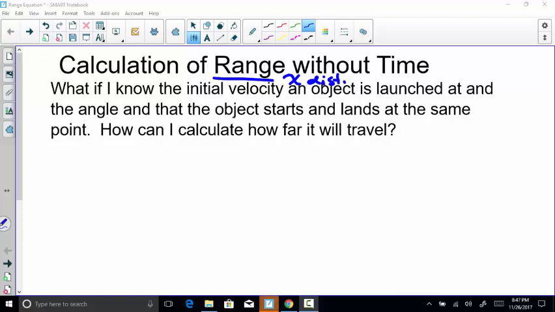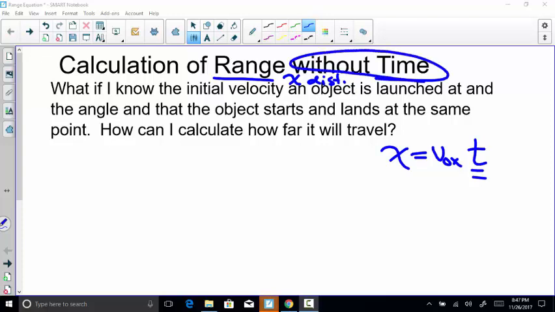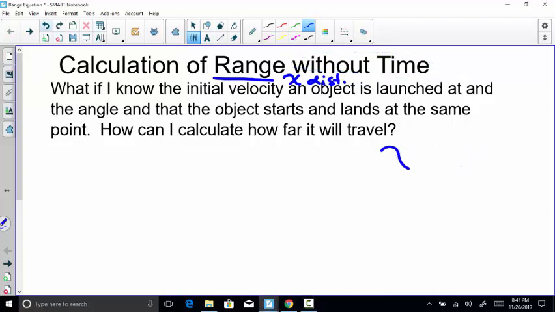without knowing time. Right now, the only equation we have to calculate x distance is v initial x times time. We have to know time in order to calculate this x distance. What we want to be able to do is calculate the x distance without time. So I'm going to show you a way to do that, just knowing a few other things.